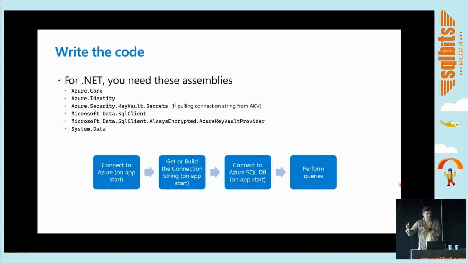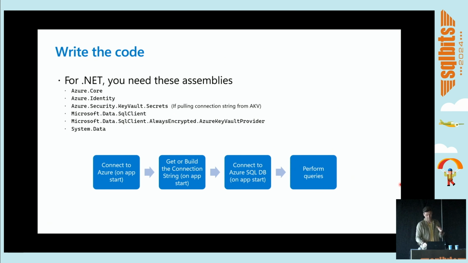So what are the steps that you need to do in your application? First, you need to connect to Azure, because we need to be able to connect to our database that is stored there and to the Key Vault. So that's the first step. Secondly, get or build your connection string to connect to the database. Then, of course, you need to connect to the database, and then you can start running your queries. But that's probably something you all know.